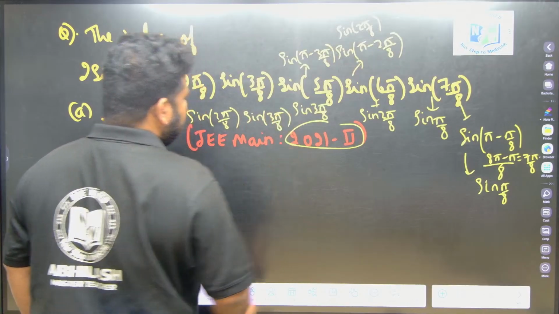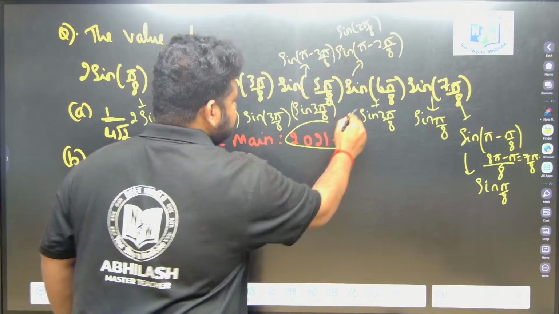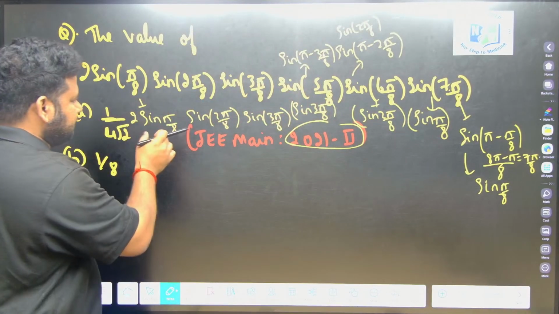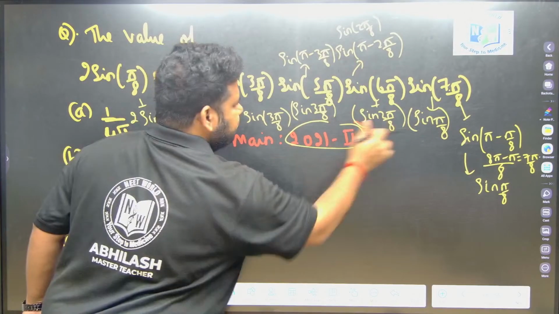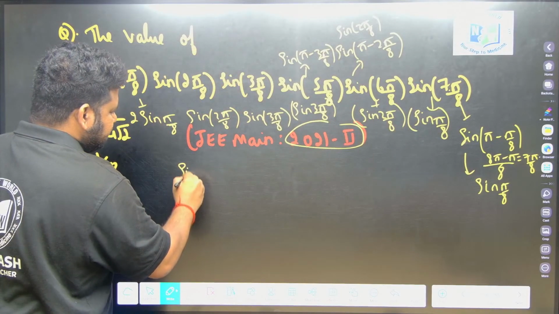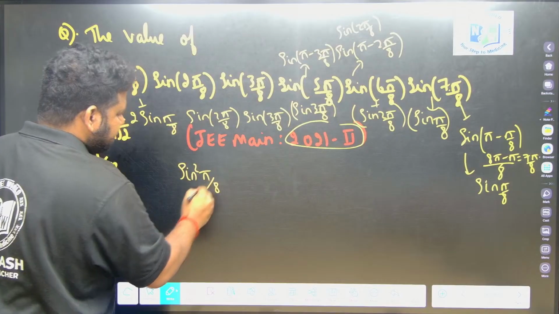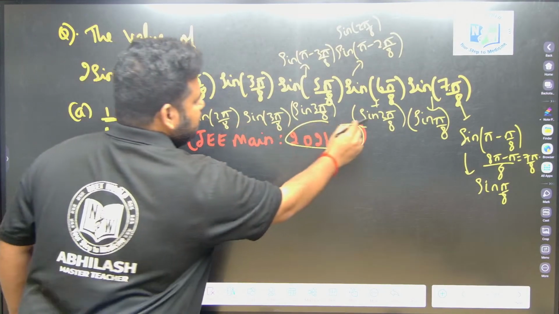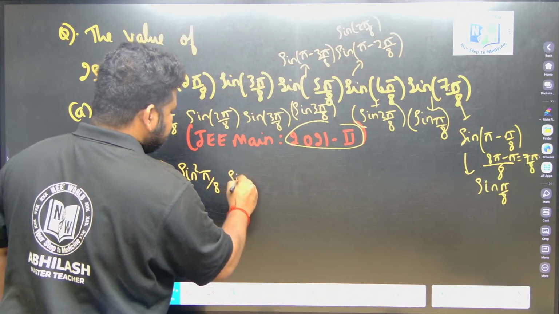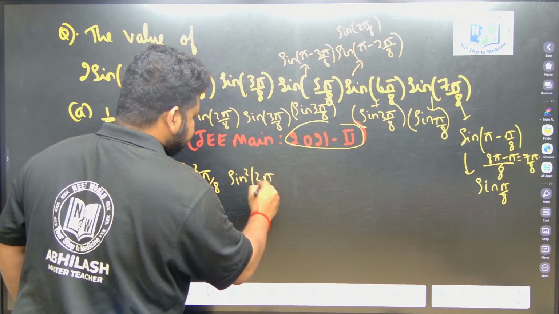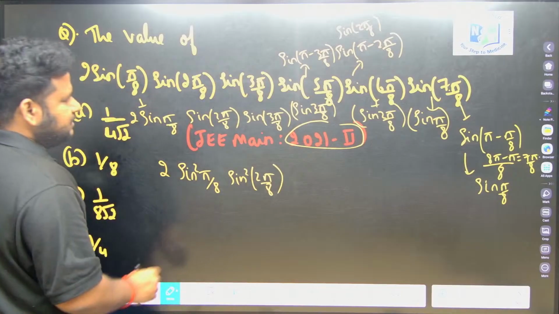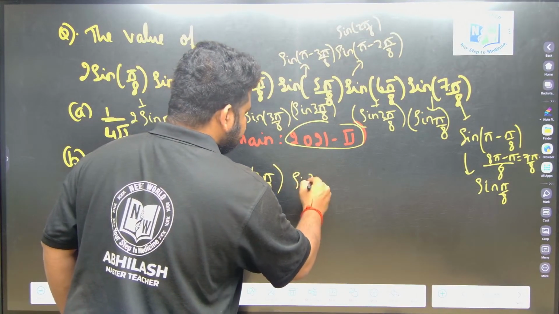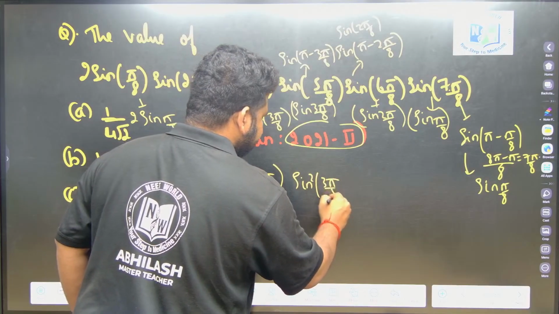Okay, now if you look at all this, you can just multiply. See here, sin pi by 8 times sin pi by 8 is nothing but sin square pi by 8. 2 is there outside. What about this one? Sin 2 pi by 8 times sin 2 pi by 8 is sin square 2 pi by 8. Sin 3 pi by 8 times sin 3 pi by 8 is sin square 3 pi by 8.